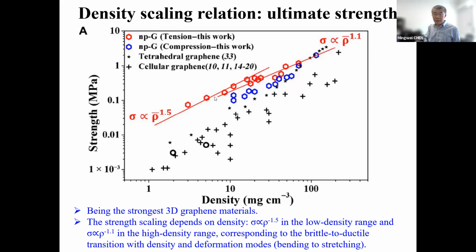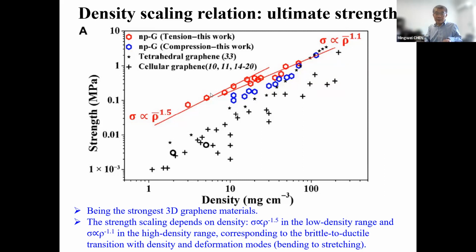But if you separate the fitting relation into two regions, the low density region and the high density region, you're going to find the fitting exponent changes. For the high density area, the exponent is something equal to 1. We call it the m value, m equal to 1. That means this is a porous structure where the deformation is mainly dominated by stretching. So that gives high strength, but somehow it's more brittle.